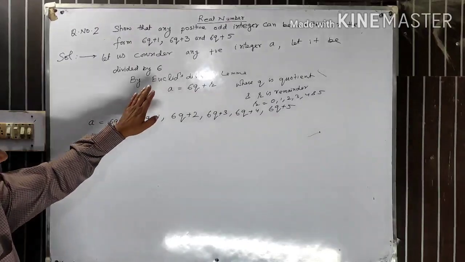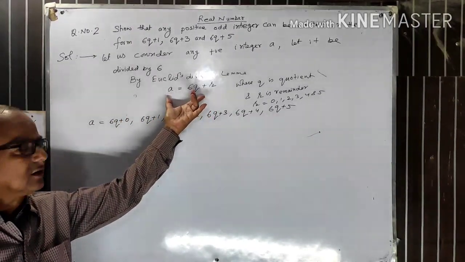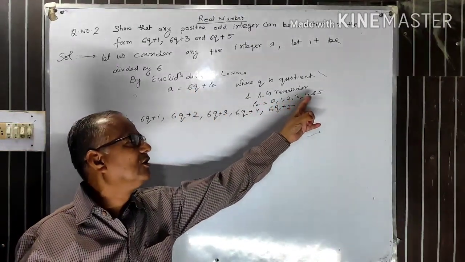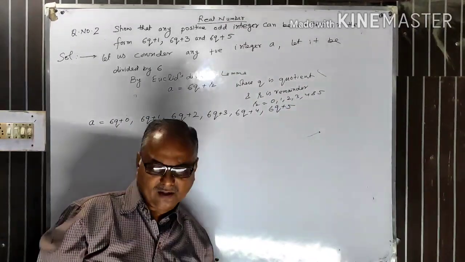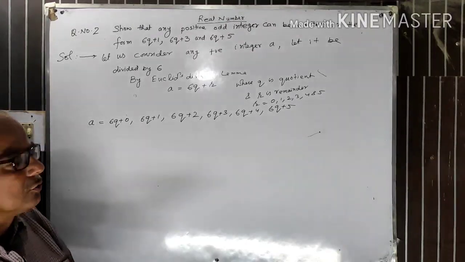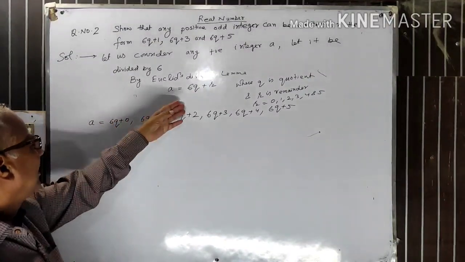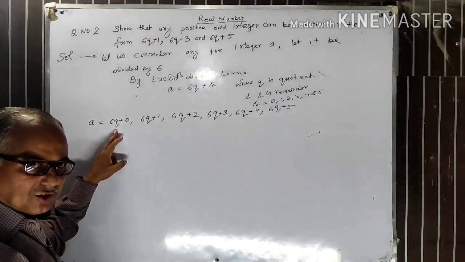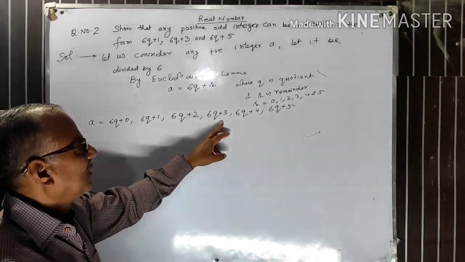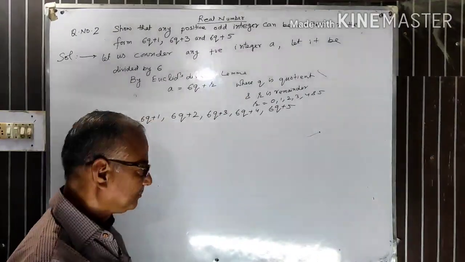Because by Euclid division lemma, we have written a as 6q plus r. So r is remainder and the value of r is 0, 1, 2, 3, 4 and 5. Because we have divided it by 6, its remainder will be up to 5. So a can take any value 6q plus 0, 6q plus 1, 6q plus 2, 6q plus 3, 6q plus 4 and 6q plus 5.